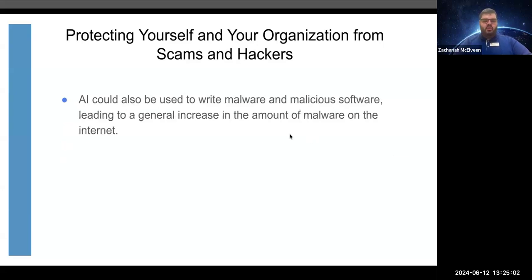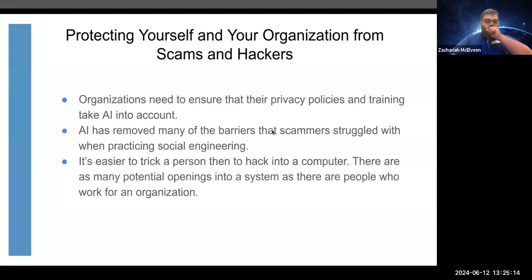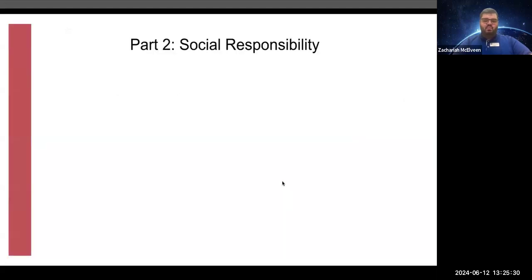AI can also be used to write malware. So even though social engineering is the main concern, it can potentially lead to an increase in the amount of malware that's on the internet. Organizations need to ensure that their privacy policies and training take AI into account. AI has removed many of the barriers that scammers struggled with in the past, and it's easier to trick a person than to hack into a computer.